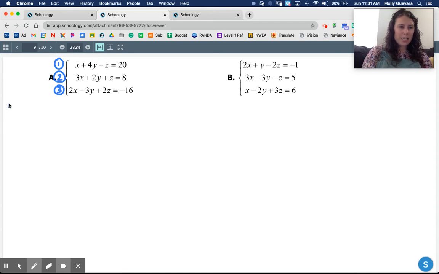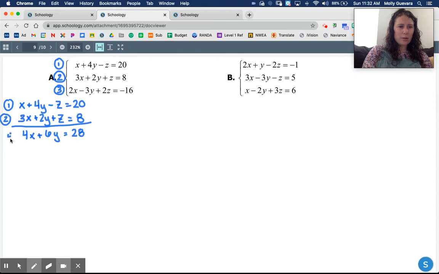So I'm going to take equation 1, which is x plus 4y minus z equals 20. And then I'm going to take equation 2. So that's my first pair of equations. The reason I chose those is because the z's eliminate very nicely. I'm going to add them together. So I get 4x plus 6y equals 28. And I'm going to call that equation 4. I'm just going to hang on to that for now.